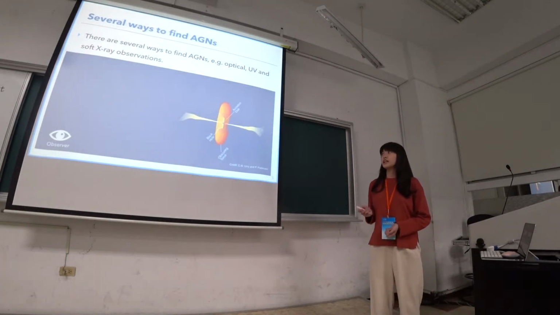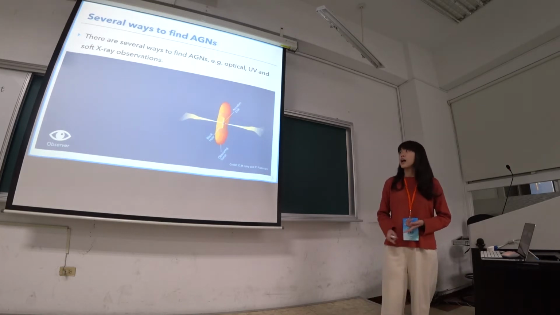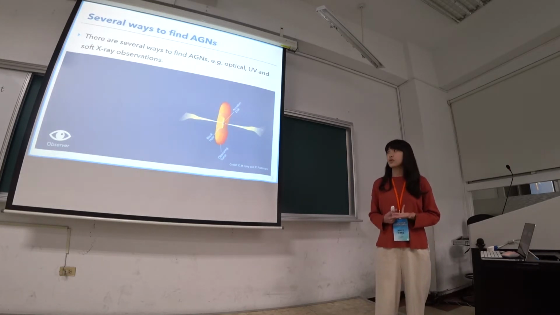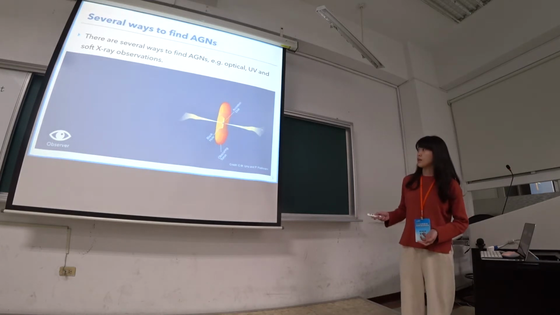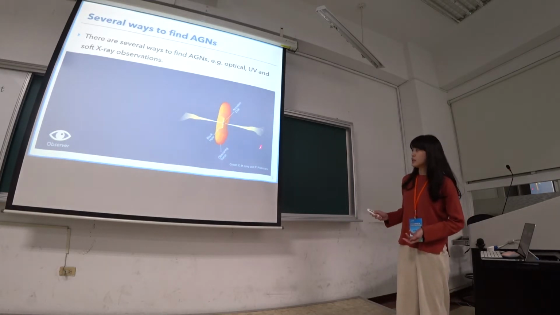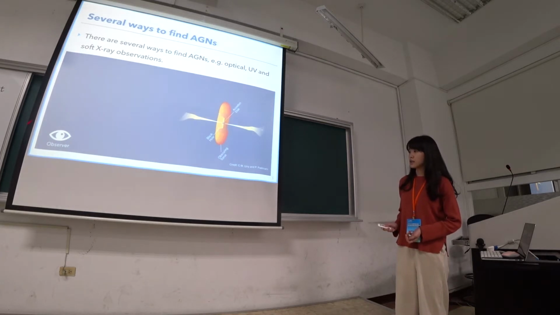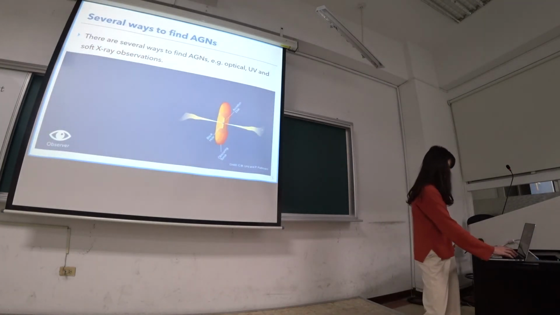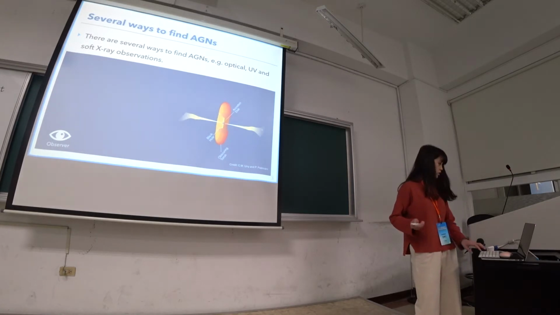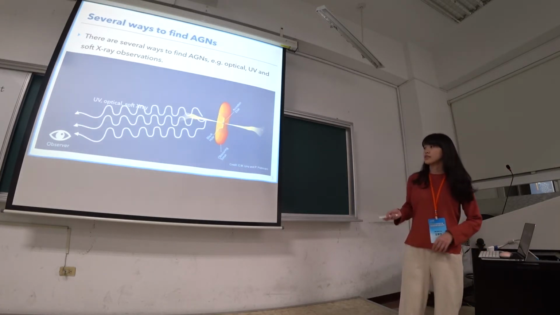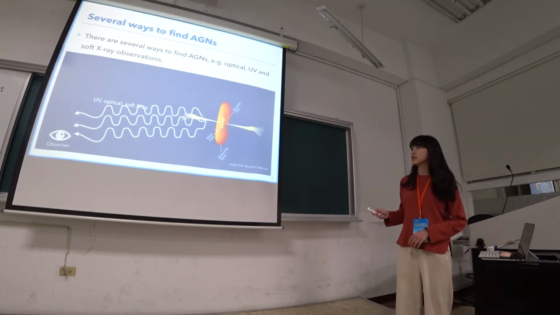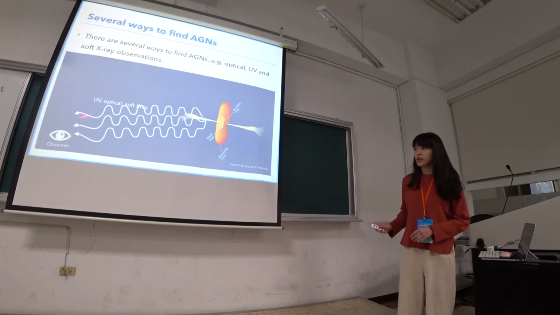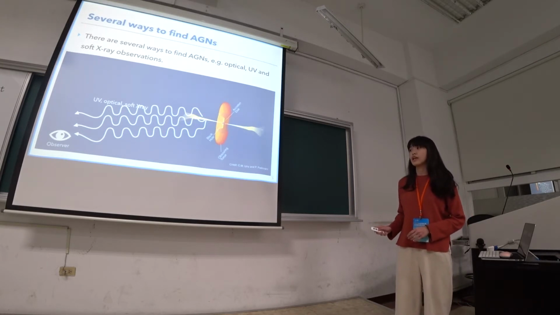Actually, there are several ways to find AGNs, such as optical, UV, and soft X-ray observations. I made a small animation. This is the AGN, and the observer is here. So if there is no gas, no dust, then the UV, optical, and soft X-ray light can propagate through space, and then we can observe it.